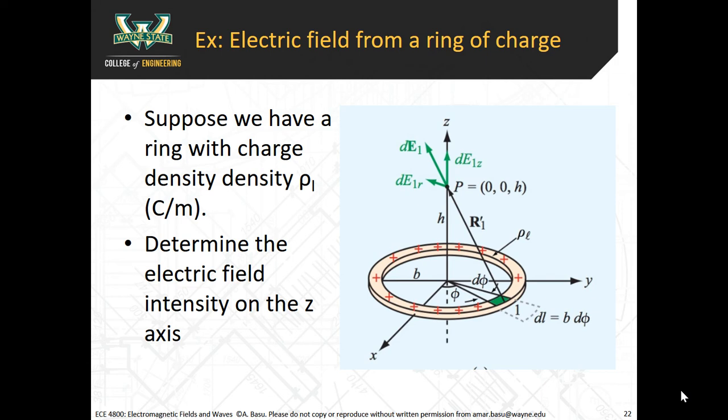The rho, you mean the charge density? Well, you're given it symbolically. It's rho L.